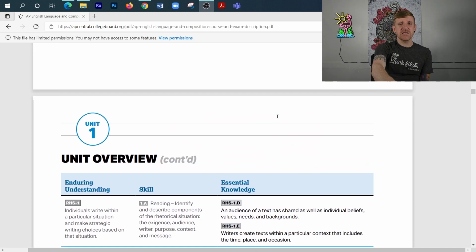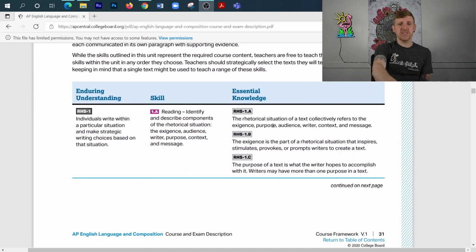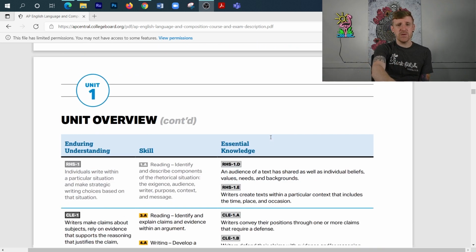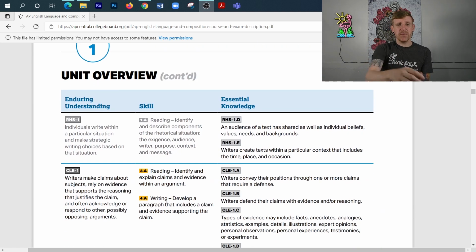When I teach exigence and I ask my students to identify the exigence of a piece that they have read and then prove it with evidence, what they're actually doing is developing a claim and then providing evidence for it. They're just talking about it instead of writing it. So could I easily make a writing assignment that says, hey, articulate one of the shared beliefs that the audience has and then provide evidence to prove such? Yeah, I can do that. I can create that writing assignment.